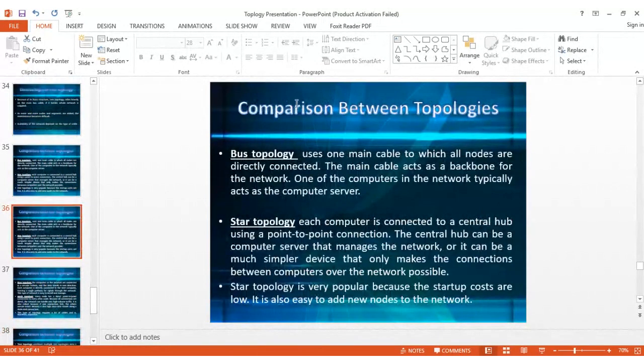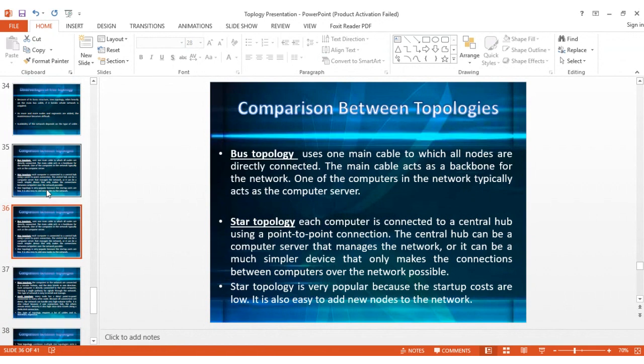So this is a comparison between the topologies. Before I go to the comparison, there is what you call the hybrid topology. For the hybrid, it is able to combine the features of two topologies. For example, we can have the bus topology and the ring topology, or the bus topology and the star topology, or the mesh topology and the bus topology. That is a hybrid topology: a topology that combines two or multiple topologies.